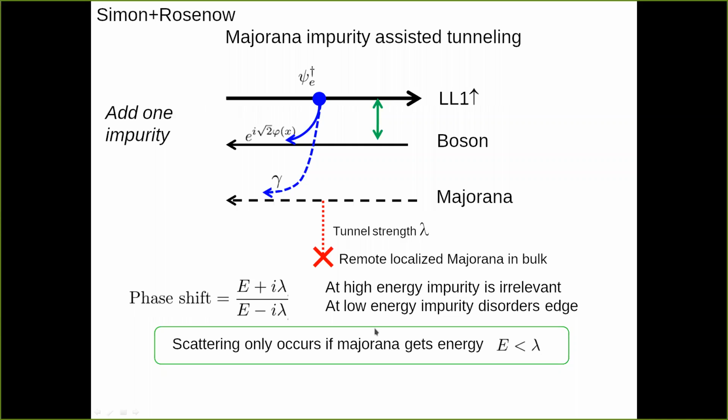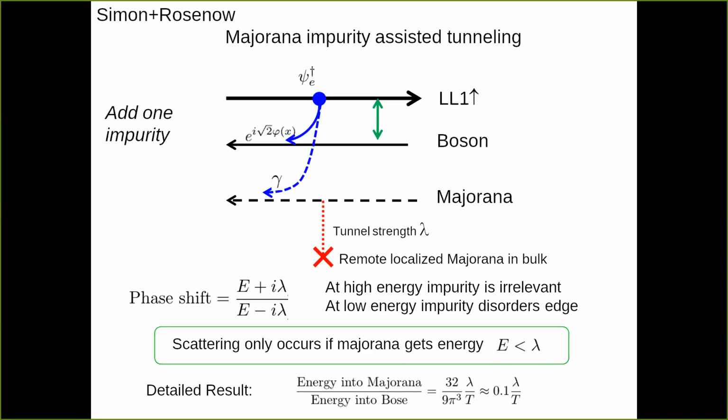So what does this do? This tells me that the scattering occurs only if the Majorana has low energy compared to this tunneling. If the Majorana along the edge has high energy compared to this tunneling strength, then translational invariance isn't broken and the scattering cannot occur. So it's an interesting situation where you have to break the translational invariance, and the translational invariance is only broken at low energy, which means the scattering only occurs if the Majorana gets a very small amount of energy. So this gives a natural mechanism.